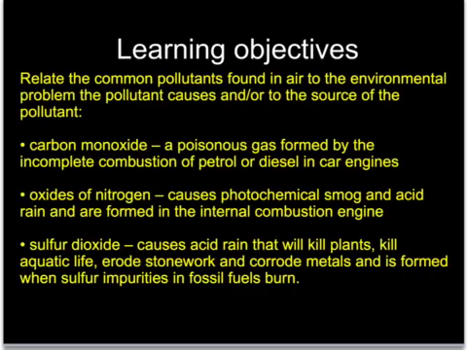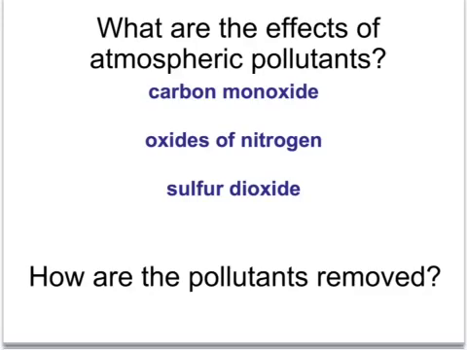You need to know a little about three pollutant gases: carbon monoxide, oxides of nitrogen and sulfur dioxide, the harm they do to the environment, and also what we can do to try to stop them entering the atmosphere. So let's deal with each of those gases in turn. Carbon monoxide is a gas produced by the incomplete combustion of fuels, for example in car engines. Carbon monoxide is a toxic, poisonous gas, and it can kill.